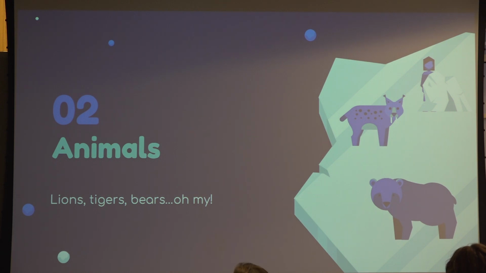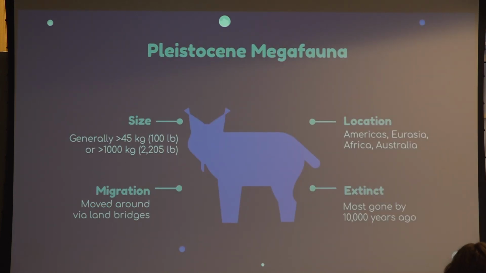All right, so now that we got a good background on ice ages and our ice age here in Montana, let's talk about the animals. We're mainly going to focus on Pleistocene megafauna. Depending on who you ask, a megafauna is something that is over 100 pounds or over 2,000 pounds. We'll go with 100 pounds today because we can show more animals that way.